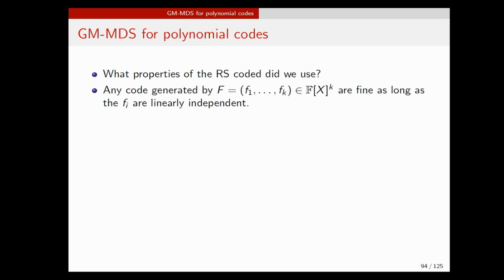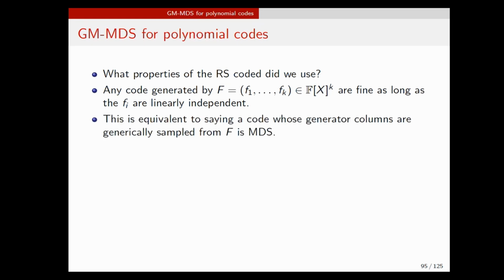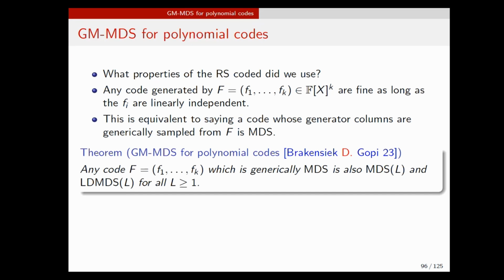That basically means if I take a code whose columns are generated by k arbitrary polynomials f1, f2, f3, through fk, which are linearly independent, then you can again prove the GM-MDS theorem for those. Saying f1 through fk are linearly independent is the same as saying that a generic code whose columns are initialized by these is MDS. And then we get a GM-MDS theorem for polynomial codes in general, which says that any code generated by polynomials which is generically MDS, meaning f1 through fk are linearly independent, is already going to be MDSL and also LD-MDSL.